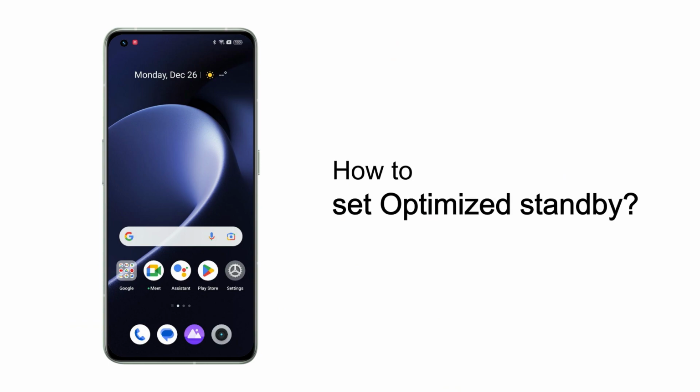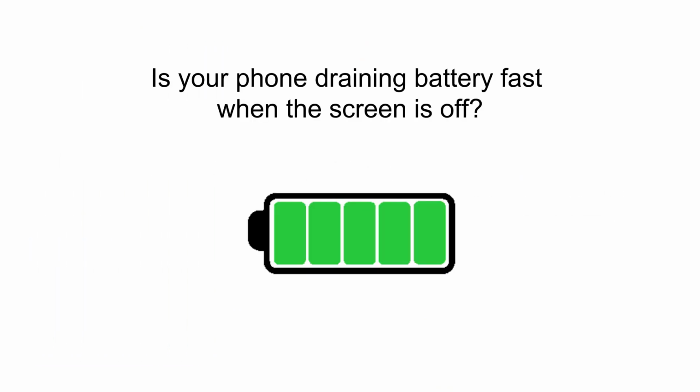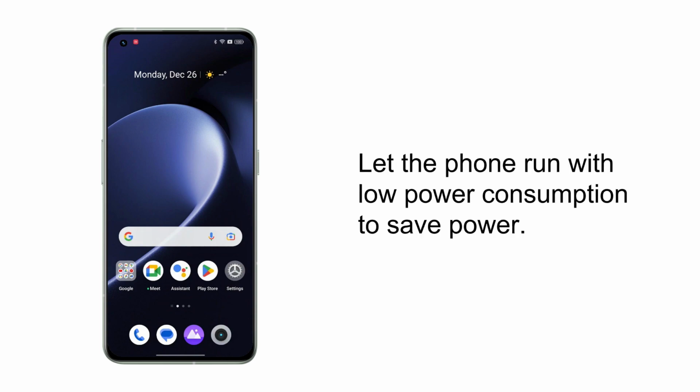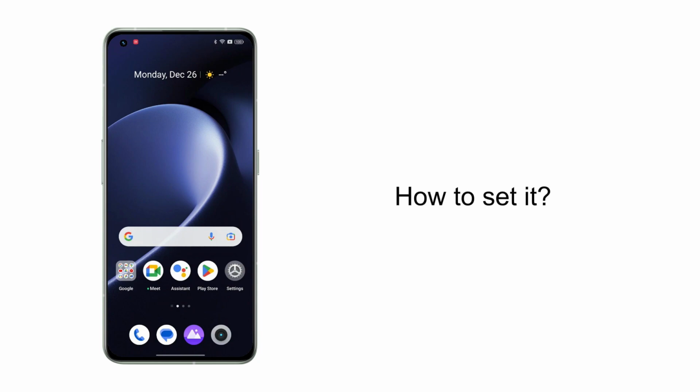How to set optimized standby. Do you want to save battery when the screen is off? Turn on optimized standby. The system will intelligently determine the sleep scene and let the phone run with low power consumption, such as turning off the network, to save power when screen is off. In this video, we'll show you how to set it.